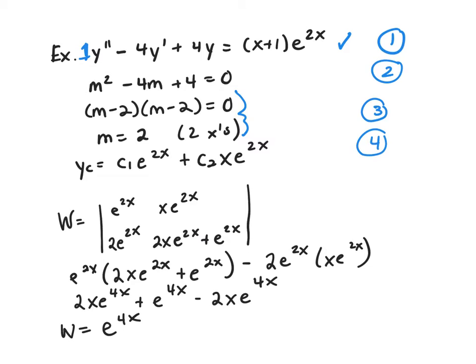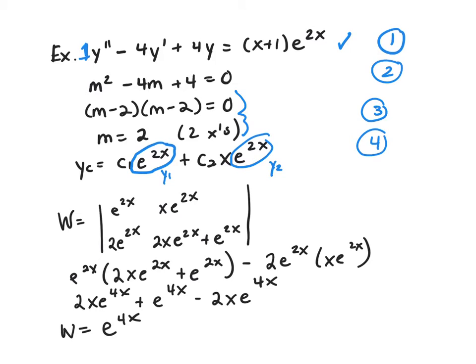Step 5 says identify your y sub 1 and y sub 2. Y sub 1 and y sub 2 are the variable factors on C1 and C2. This is your y1. This is your y2. Now, step 6 says find determinants.